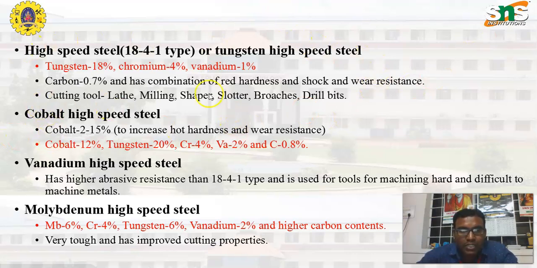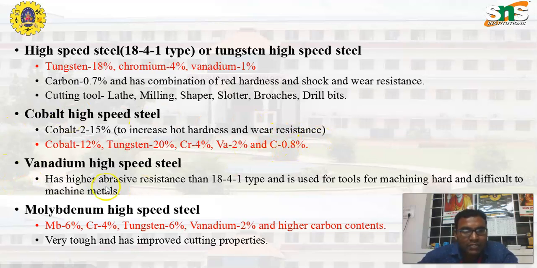Next one is the cobalt high speed steel. In this case, cobalt of about 2 to 15% is used in the combination. It is used to increase the hardness and wear resistance of the tool. The composition of the cobalt high speed steel is cobalt 12%, tungsten 20%, chromium 4%, vanadium 2%, and carbon content of about 0.8%.